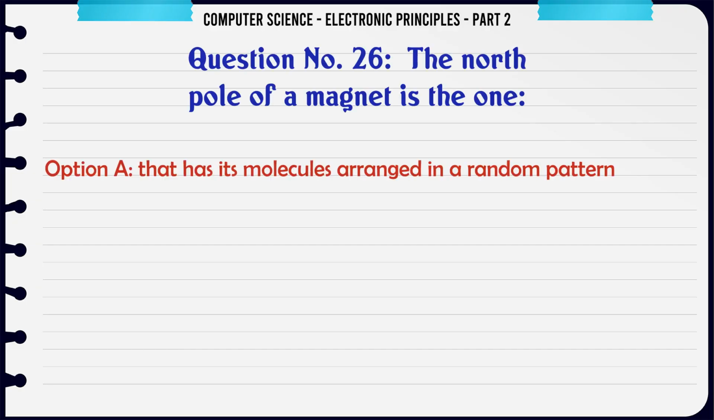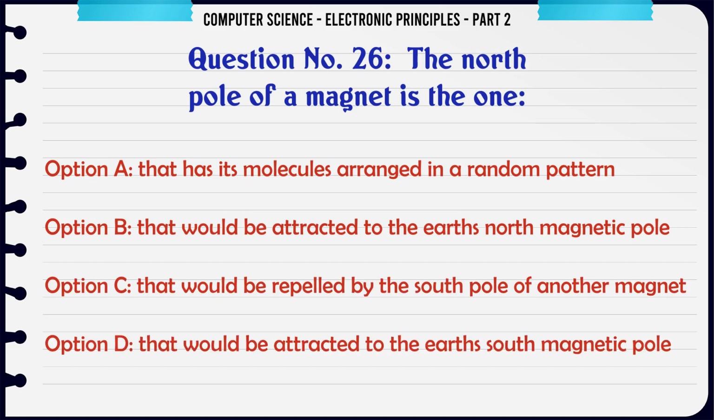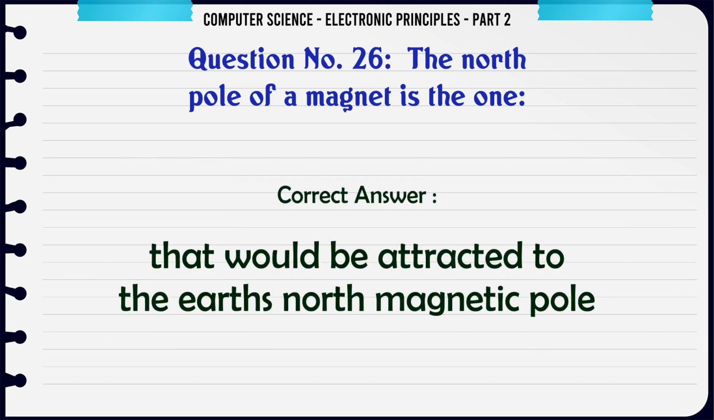The north pole of a magnet is the one: A. that has its molecules arranged in a random pattern. B. that would be attracted to the Earth's north magnetic pole. C. that would be repelled by the south pole of another magnet. D. that would be attracted to the Earth's south magnetic pole. The correct answer is that would be attracted to the Earth's north magnetic pole.